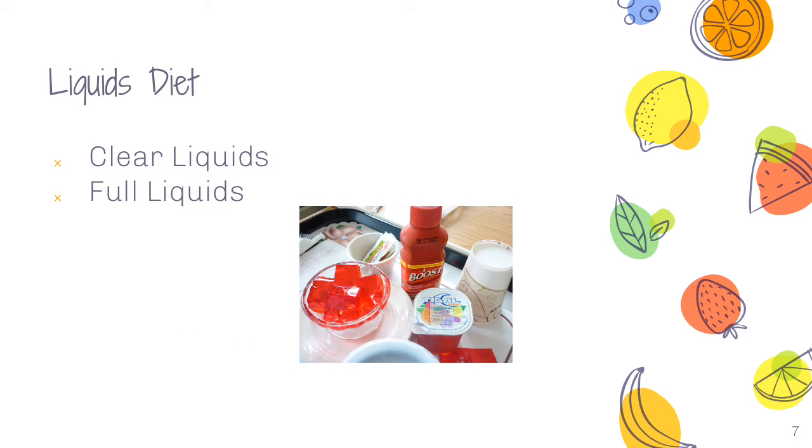Two types of liquid diets are clear liquids and full liquids. People on a clear liquid diet are usually sick or just had surgery, so they drink liquids like apple juice, ginger ale, water, and they can also have chicken broth and gelatin. A full liquid diet consists of just liquids, including soup and ice cream.